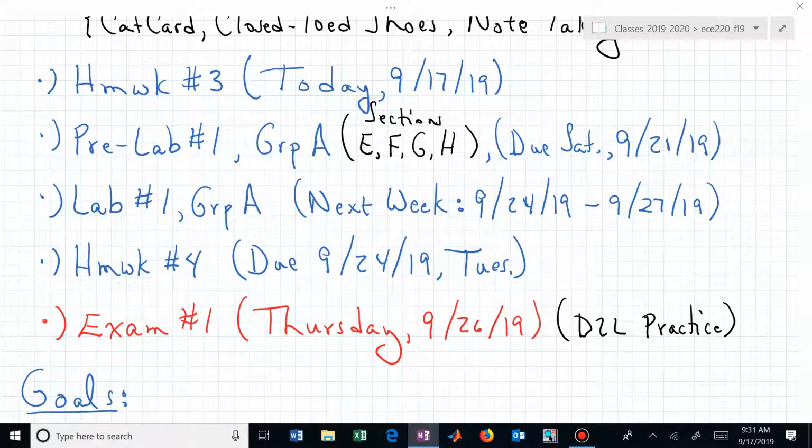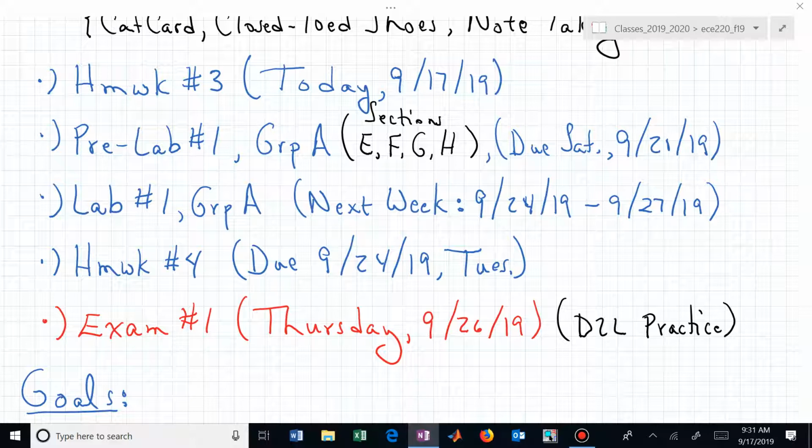Section E, F, G, and H will submit, and no matter what section you're in, e.g. E, F, G, and H, you will submit on Saturday. It's due on Saturday, even though your lab is on a Tuesday, Wednesday, etc.